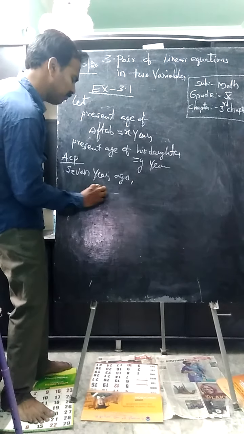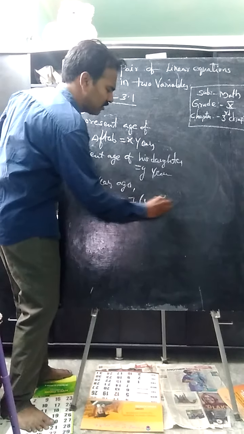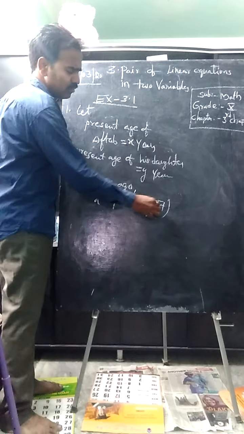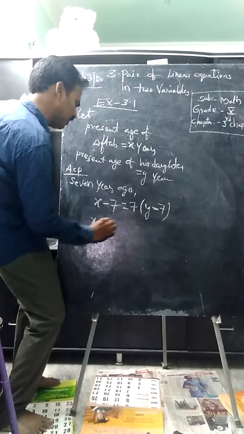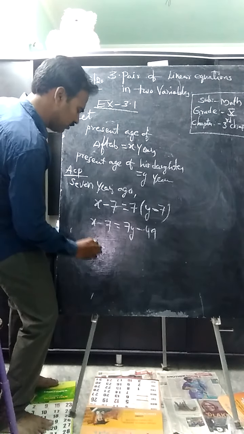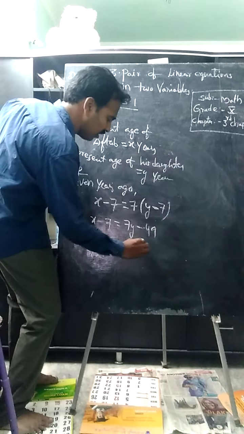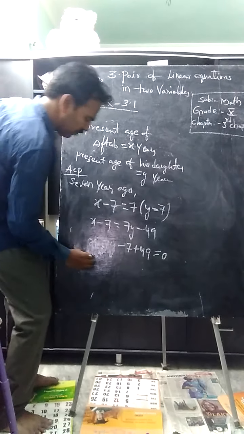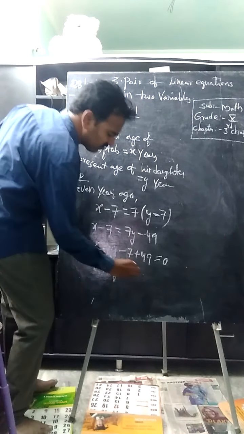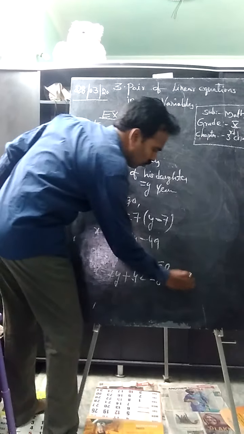So x minus 7. According to the problem, x minus 7 equals 7 times (y minus 7), because when the father's age is decreased by 7, the daughter's age will also be decreased by 7. If you simplify, students, we get this form. Then write all variables on one side and the constant on the other, always in standard form. So if you simplify, what do we get? 49 minus 7, how much? Yes, 42. So we got equation 1.